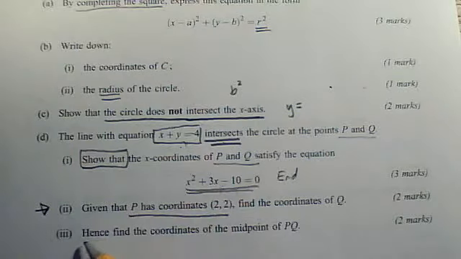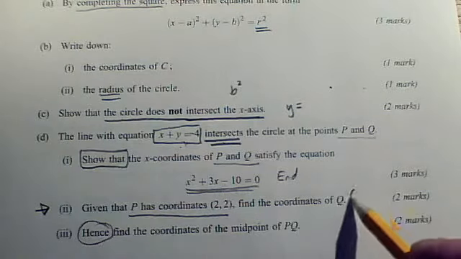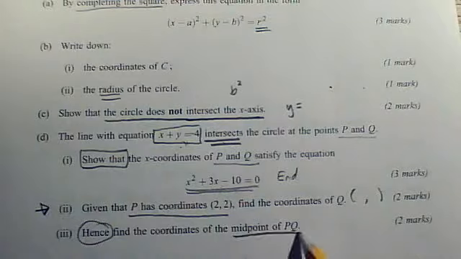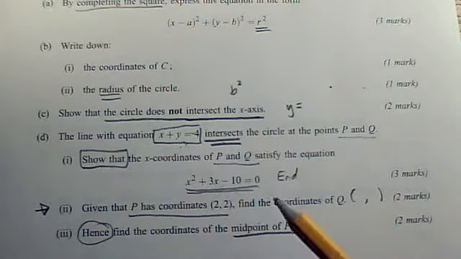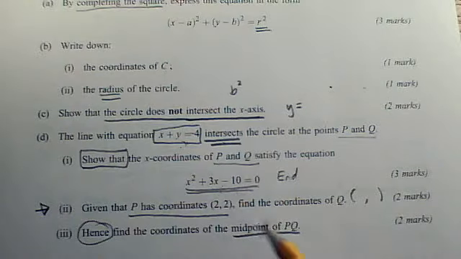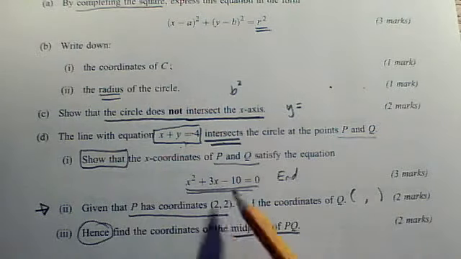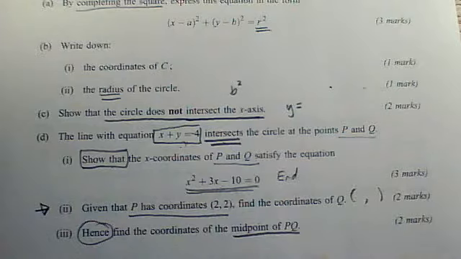And then, hence, using what you've just done, so we've got the coordinates of Q, we want the midpoint of PQ, so you need to remember your midpoint method for 2 points from chapter 3 to combine the coordinates of P with the coordinates of Q to get the midpoint.